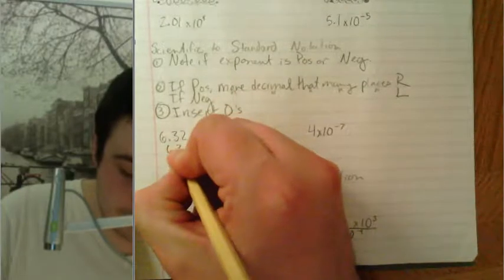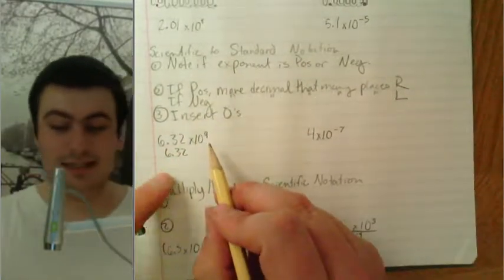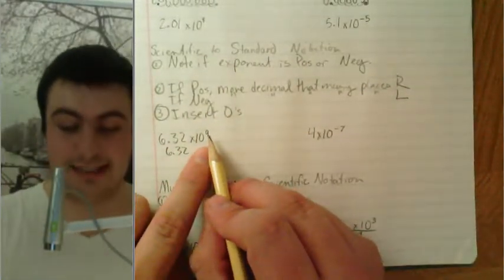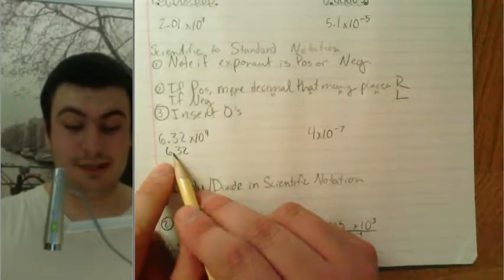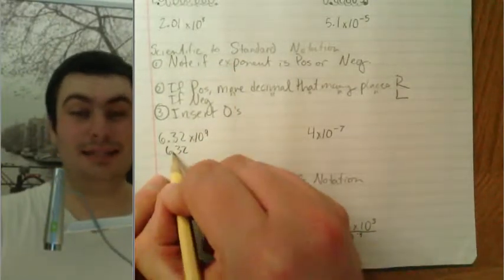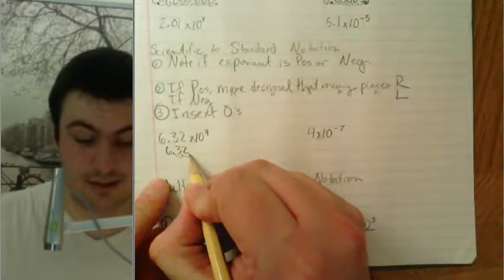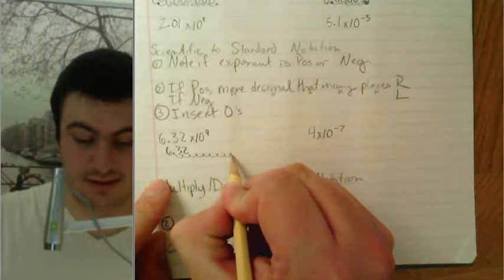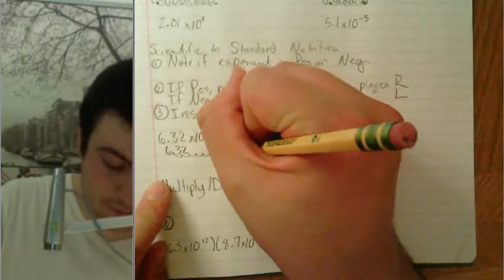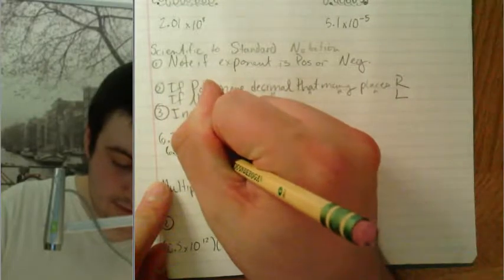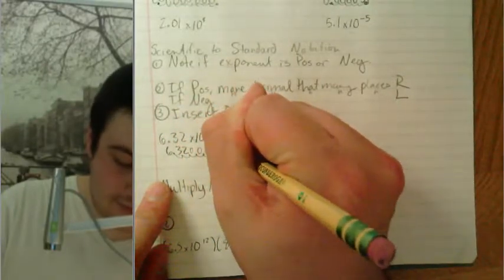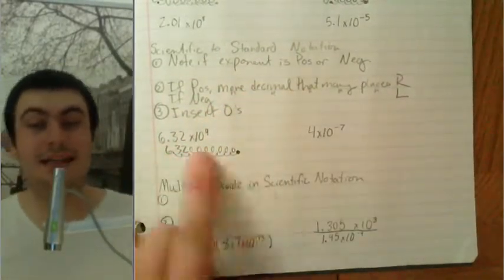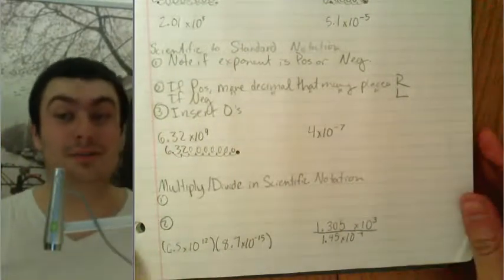So for example, if we see 6.32 times 10 to the 9th, I'm going to rewrite this 6.32 here times 10 to the 9th. We note that that 9th is positive, so we're going to move the decimal place 9 places to the right. So we go 1, 2, 3, 4, 5, 6, 7, 8, 9. We re-put our decimal place and we fill in with zeros. Hopefully you've seen this kind of bumpy method before because that allows us to keep track of how many zeros we need to put in.